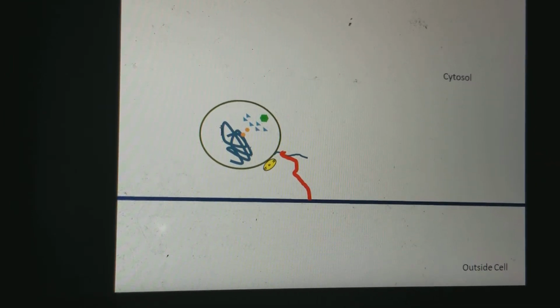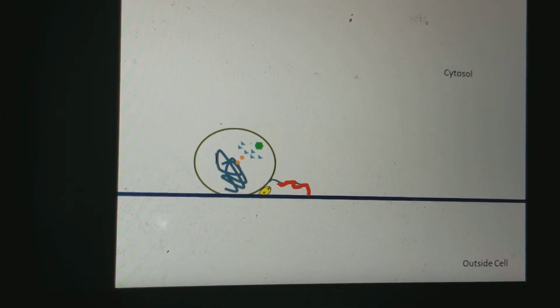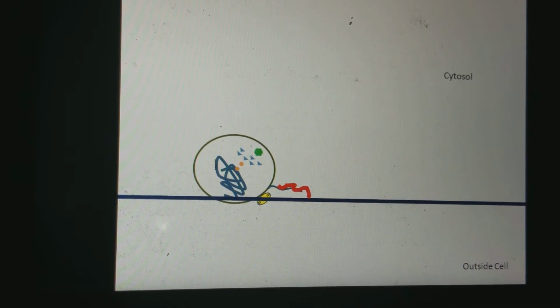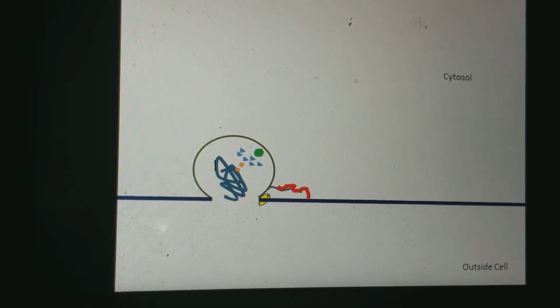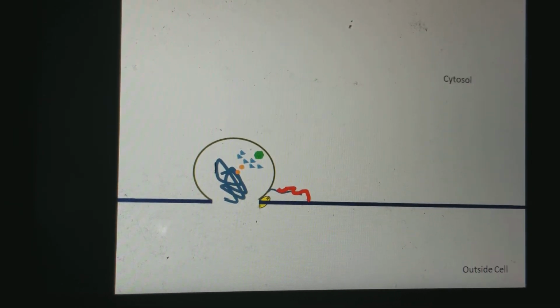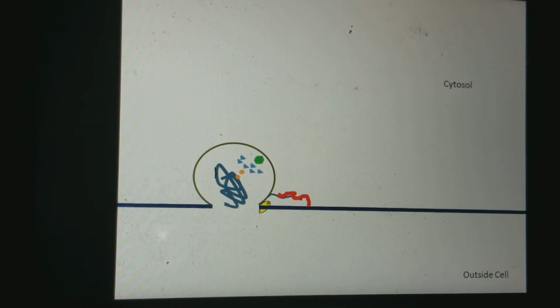Afterwards, the T and V snares twist together closer and tighter until fusion occurs between the vesicle and the cell membrane. Once fusion has occurred, this allows our newly formed enzyme to travel through the cell membrane.